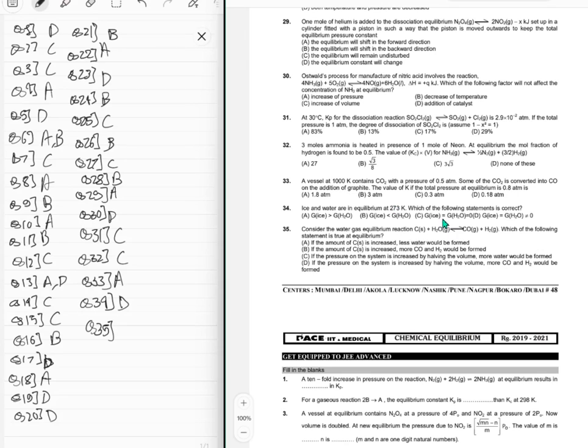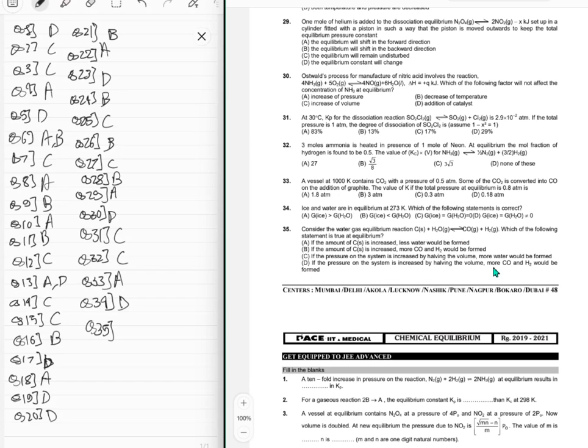Oh, water gas. That's just CO plus H2. Okay. If the amount of carbon solid is increased, less water would be formed? No, it's irrelevant. More CO and H2 would be formed? So it's an equilibrium already, so you don't have to worry about the amount of graphite. If the pressure of the system is increased by halving the volume, more water would be formed. So pressure increased, it would revert back, and that's why more H2O would be formed. Yes, that's correct.